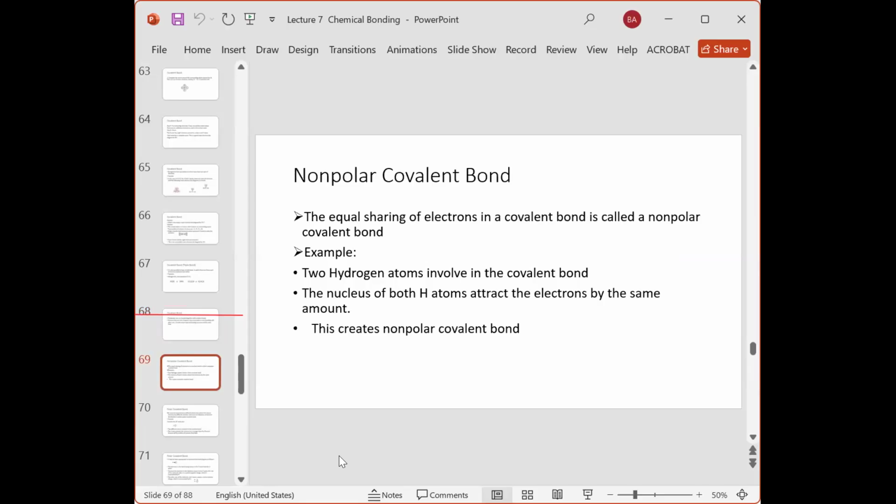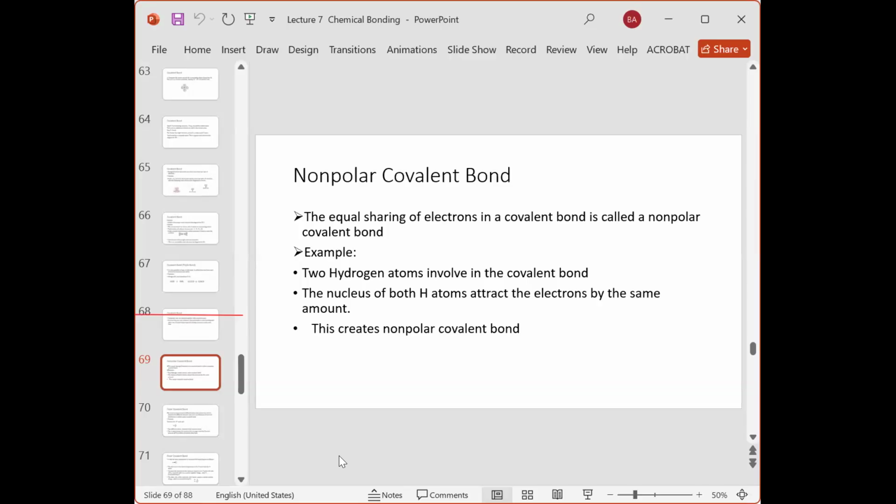The equal sharing of electrons in a covalent bond is called a non-polar covalent bond. When the electrons are shared, they share equally. You will see what I'm talking about in a short while. At some point, some of the atoms will pull more of the electrons to themselves, leaving the other one to help. It's like animals when they get food, right?